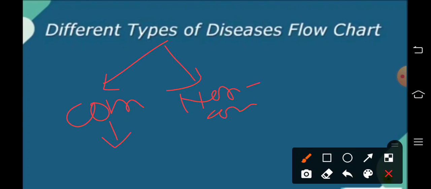Okay, the different types of diseases flow chart. If we discuss, then you know that there are two types of diseases: communicable diseases and non-communicable diseases. Communicable means the diseases are transferred from a sick person to a healthy person, and in non-communicable diseases, the diseases are not transferred, like kidney failure. If anyone suffers from kidney failure, then there will be no chance of transfer from one person to another person, we can say from a sick person to a healthy person.